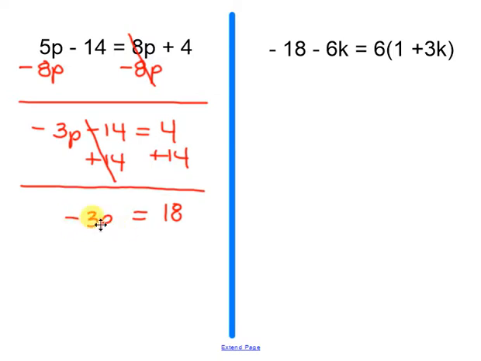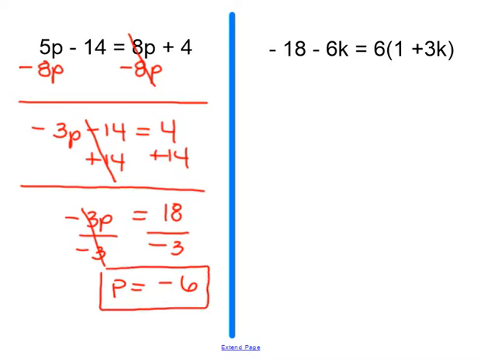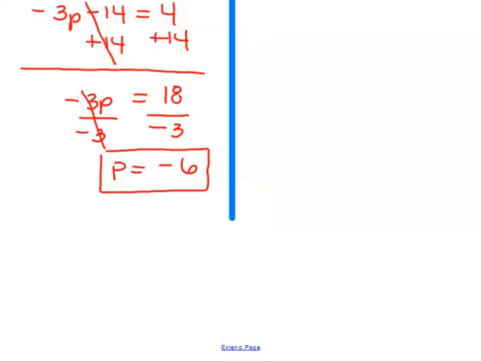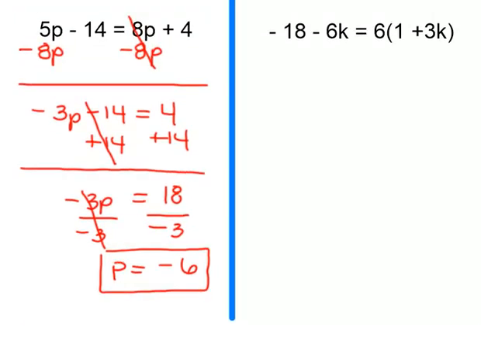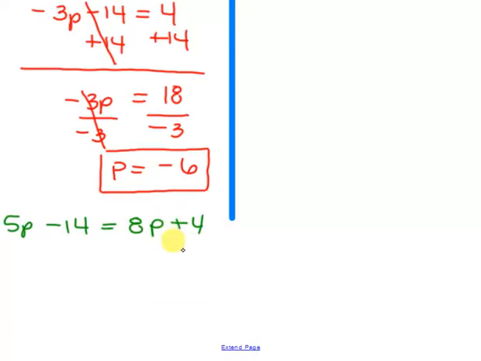Now I need to get rid of the negative 3 that's attached to the p. So divide by negative 3, divide by negative 3. Okay, those cancel. P equals positive divided by a negative is a negative. 18 divided by 3 is 6. But we should always check our answer because that'll tell us for sure if we are right. So it is 5p minus 14 equals 8p plus 4. All right, so everywhere there's a p, I'm going to put a negative 6 in parentheses.